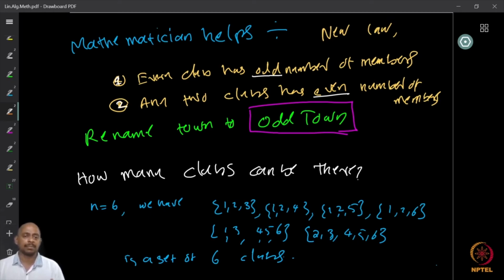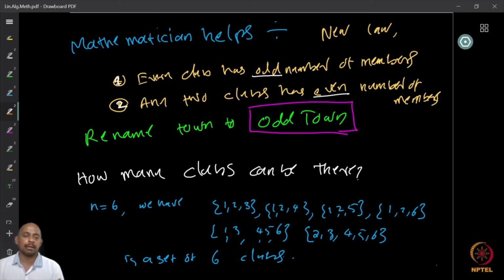So they were kind of skeptical. I mean, come on, this doesn't seem to be any solution. He said, okay, let us try it out. So they changed the rules to just 1 and 2, and then renamed the town to Odd Town. Of course, because of the odd number of members in every club.